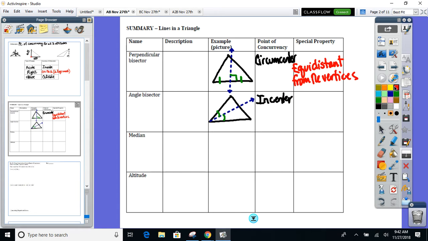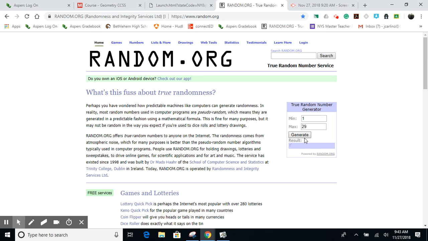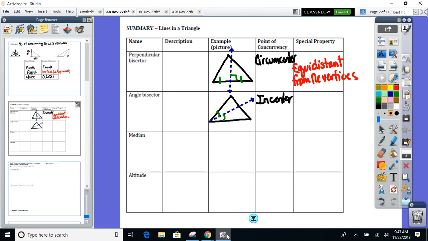What's so special about the incenter, guys? What's so special about it? Go back and look it up. You'll remember it if you go look it up now. Incenter. There we go. Equidistant from the sides.